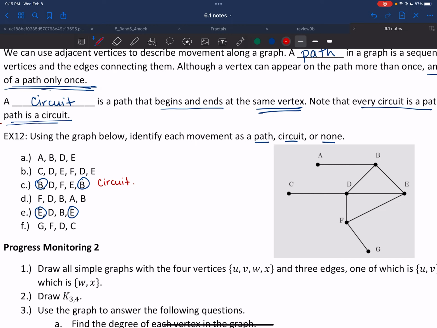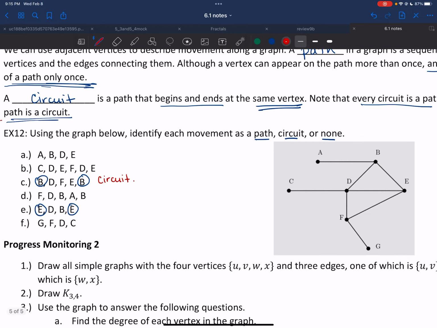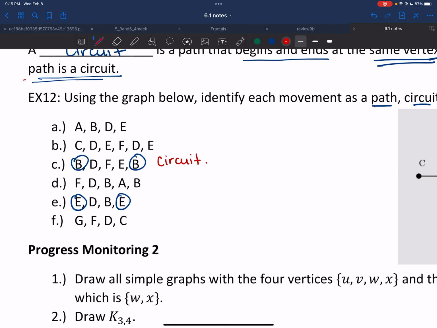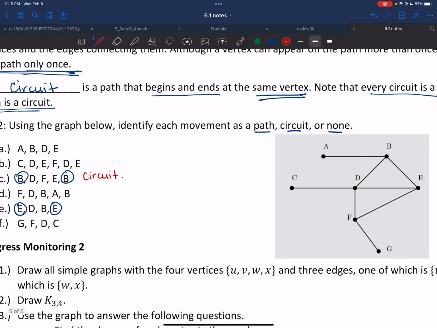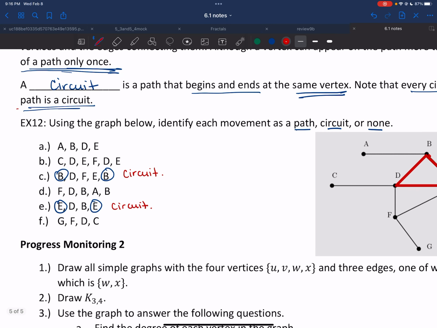Or potential path, I should say. Let's look at E because it starts and ends at E. So we're going to see if that's a circuit. So we have E to D, and then D to B, and then B to E. Sure enough, each edge is only used once, so we have a circuit.